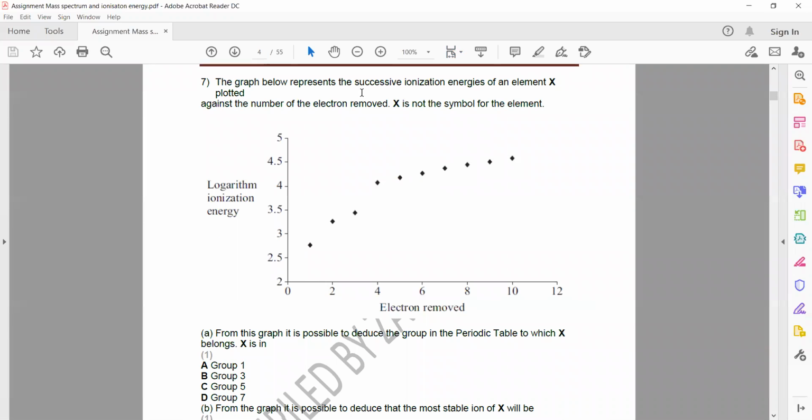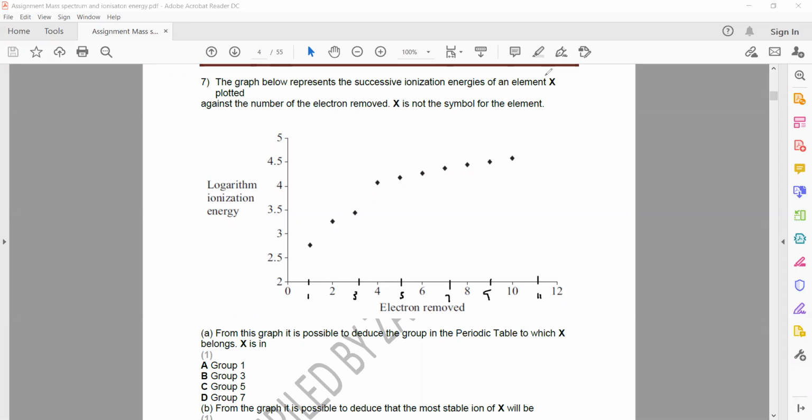The graph below represents the successive ionization energy of element X. So there is an unknown element X, and successive ionization energy means you are removing electrons from the last shell and then you continue until you have removed all the electrons. Then it is plotted against the number of electrons removed. So this is when you remove the first electron, second, then third, fourth, fifth, sixth, 7, 8, 9, 10, and 11.